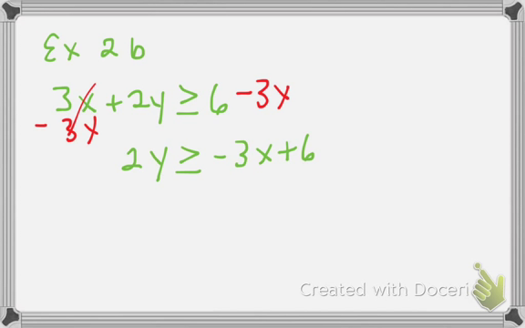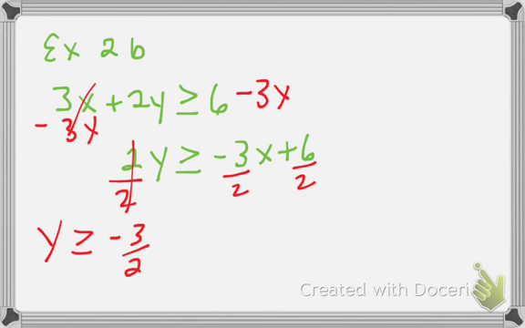I'm going to switch these around so that I have it going into slope-intercept form, because we're going to graph. We definitely want to graph this. And at this point we're going to divide that by 2, that by 2, and that by 2, and we're rewriting our inequality with a slope of minus 3 over 2x, so we have a negative slope. And we have a y-intercept of 3.